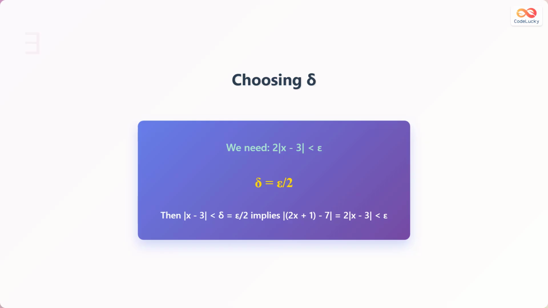Continuing with our example, we need 2 times the absolute value of x minus 3 to be less than epsilon. To ensure this, we choose delta to be equal to epsilon divided by 2. Then, if the absolute value of x minus 3 is less than delta, which equals epsilon divided by 2, this implies that the absolute value of 2x plus 1 minus 7, which equals 2 times the absolute value of x minus 3, is less than epsilon. This completes the proof.